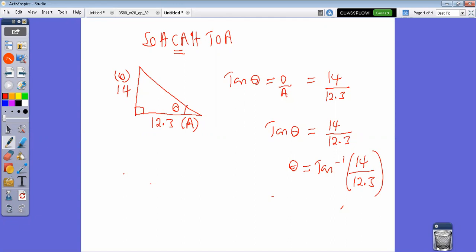Angles are always to one decimal place, unless told otherwise. Are we together? So can you quickly calculate that angle? What angle do you get? 48.7.